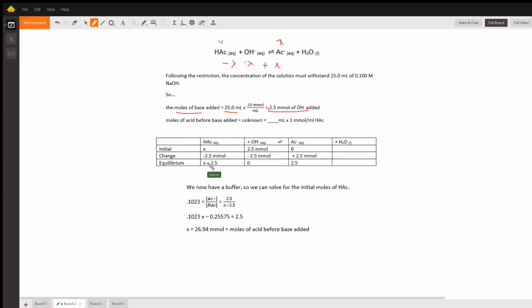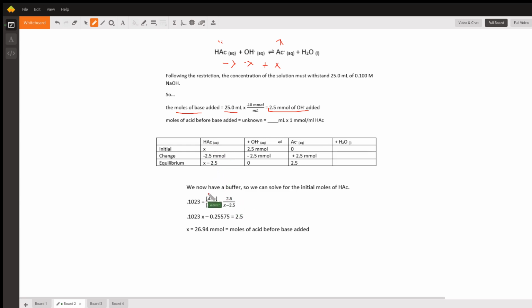So we're trying to find what the moles of acid is. Using the ICE table, we set the initial amount of HAC as X, and 2.5 millimoles of hydroxide are going to be added to the acid. There's not going to be any conjugate base present initially. So all of the millimoles of hydroxide are going to be exhausted, and at equilibrium, the anion is going to have a certain concentration, while the concentration of HAC is going to be reduced.